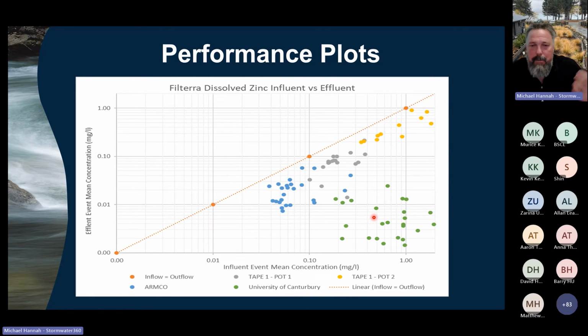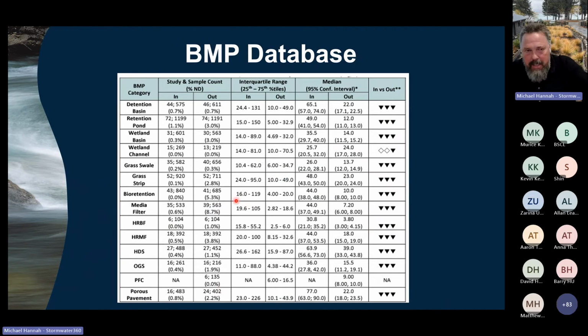Performance plot, here's a performance plot on Filtera. So we instantly noticed something was different here. This is the inflow versus the outflow. Different colors are different studies, but in one study, this is the Canterbury Uni, we nearly got 100% removal on all sorts of storms. So there's something different going on there that we're looking at further to understand why Filtera could get nearly 100% removal at Canterbury Uni. And here's the BMP database.